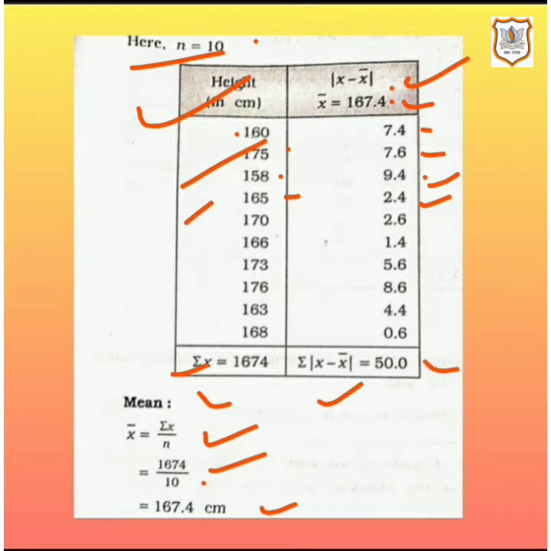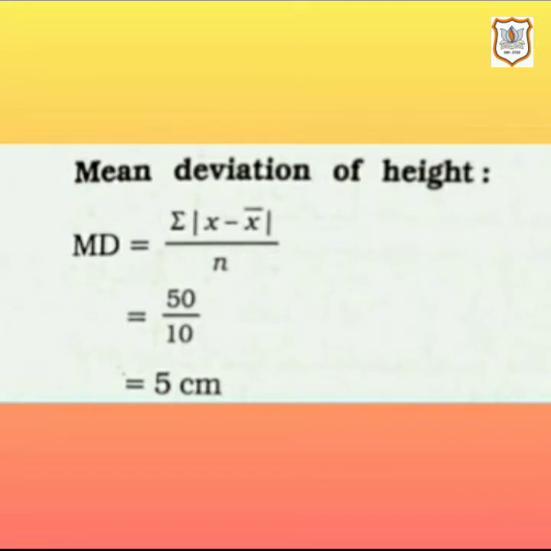Now we'll put the value of absolute x minus x bar in the formula. Let's solve and be more clear. So here is the formula of mean deviation, that is sigma absolute x minus x bar upon n, and we have put the values in that. We have totaled the sigma absolute x minus x bar, that was 50, and n was 10. So 50 divided by 10, that gives you 5 centimeter. So your mean deviation is 5. Now let's solve sum number 2.